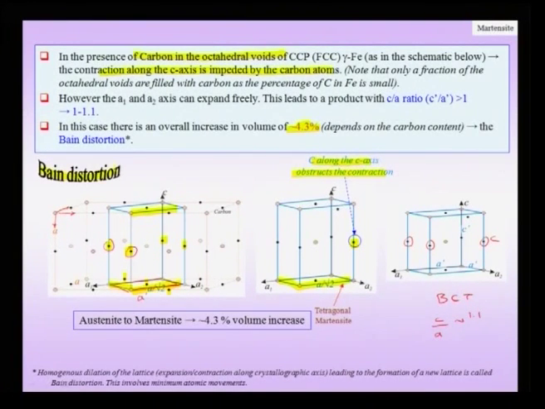So, we can now formally define what is known as the Bain distortion. Homogeneous dilation of the lattice, which is expansion or contraction along crystallographic axes leading to the formation of a new lattice, is called the Bain distortion, and this involves minimum atomic movements, because we already noted that long range diffusion is not part of the Martensitic transformation.